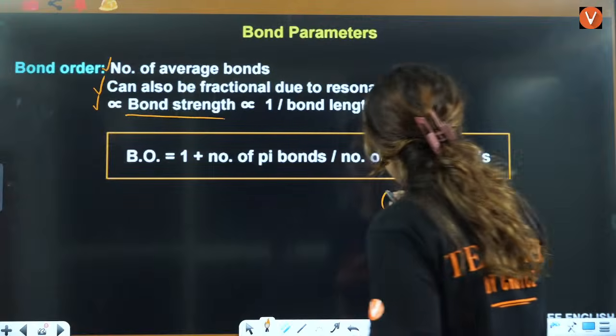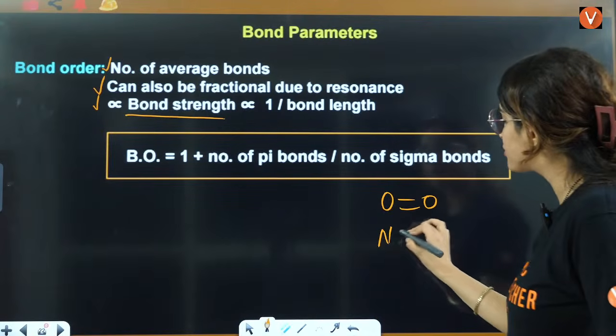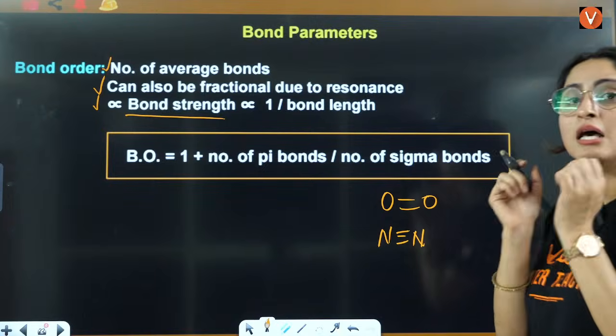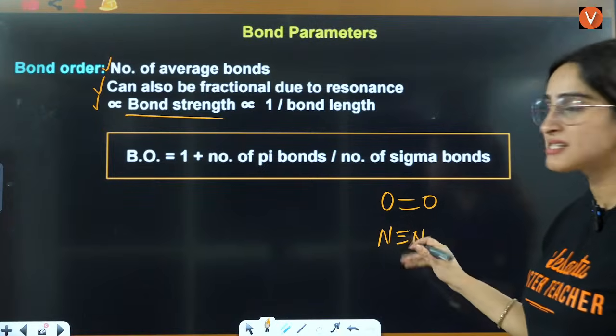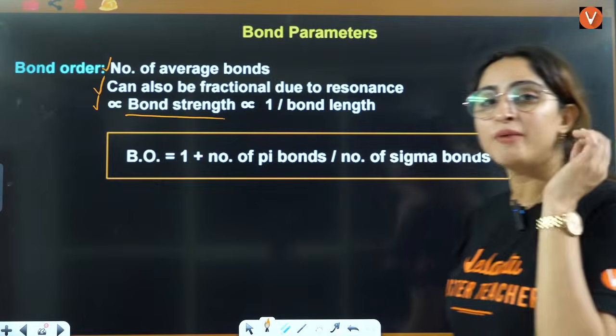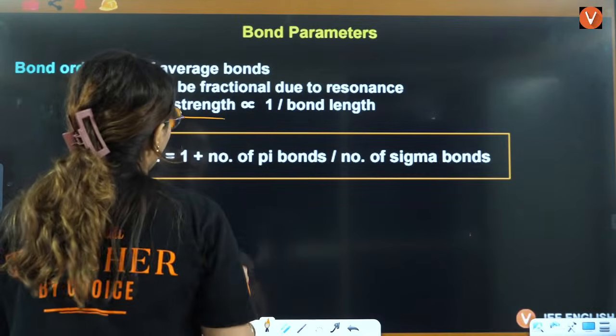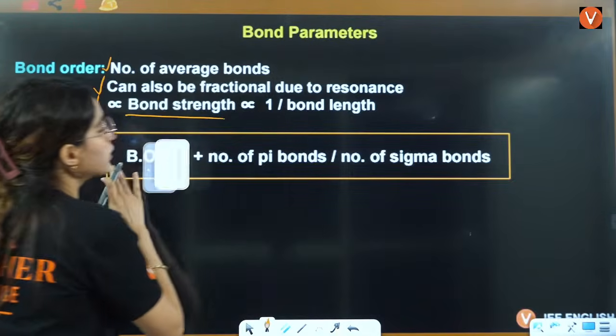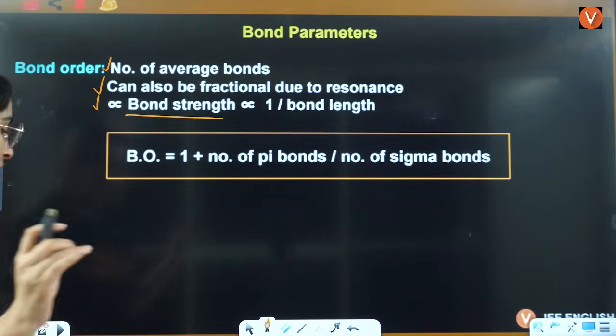and inversely proportional to the bond length. You can see this here. Oxygen and nitrogen, we know that this has 3 bonds and its bond is shorter, right? So more the bond order, less is the bond length. And bond order is actually defined by 1 plus number of pi bonds divided by number of sigma bonds.